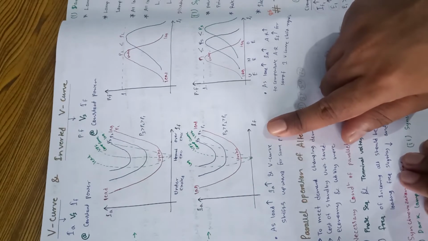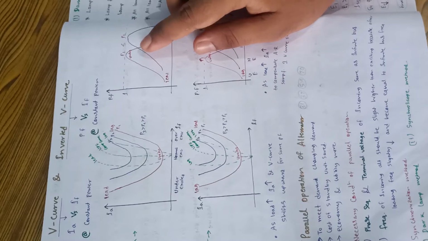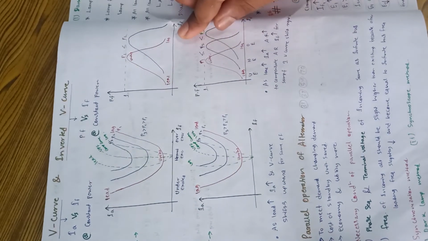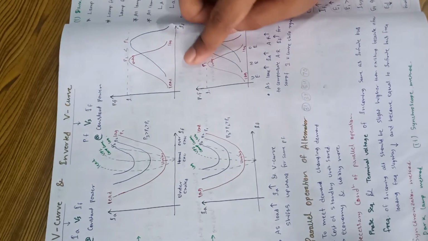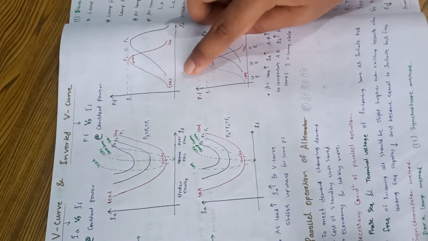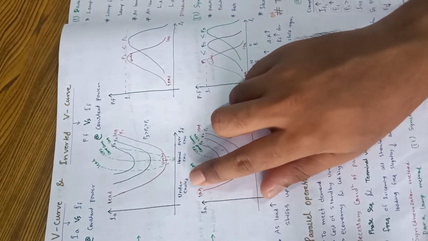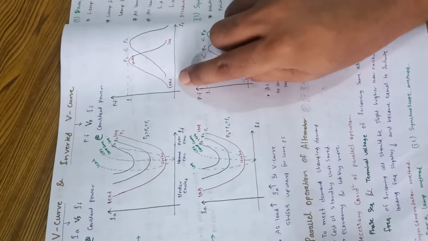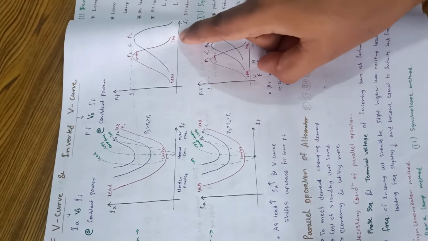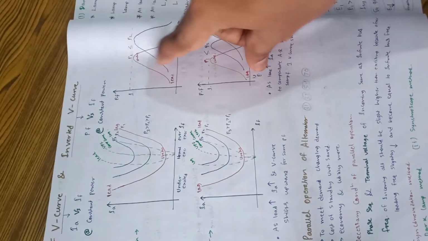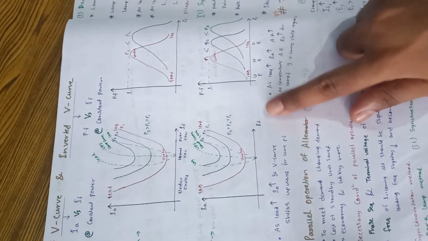In the same way we can discuss the inverted V curve. As we know, the inverted V curve is a curve of power factor versus field current at constant power for both motor and generator. For the generator, the same thing repeats: under excited leading, over excited lagging, and for normally excited it is unity. Same as in the motor.